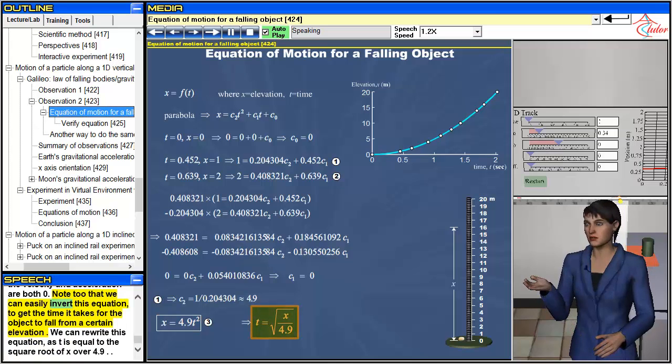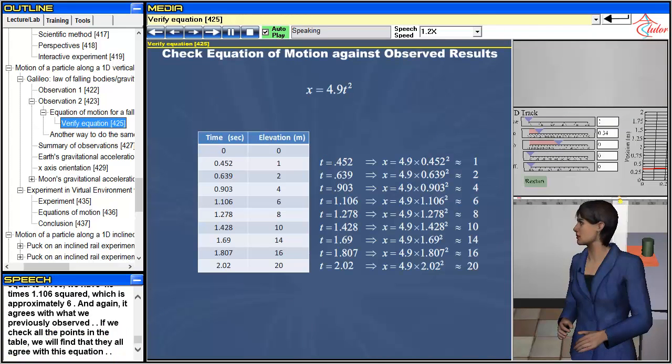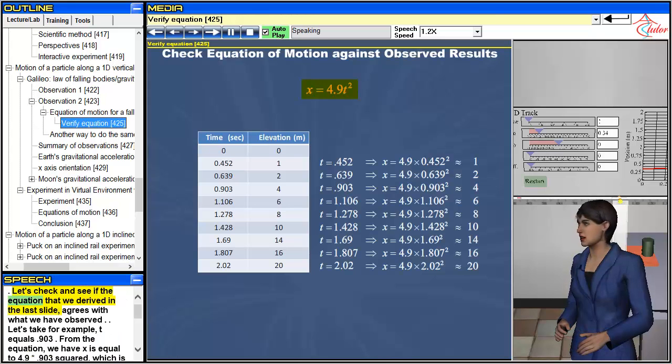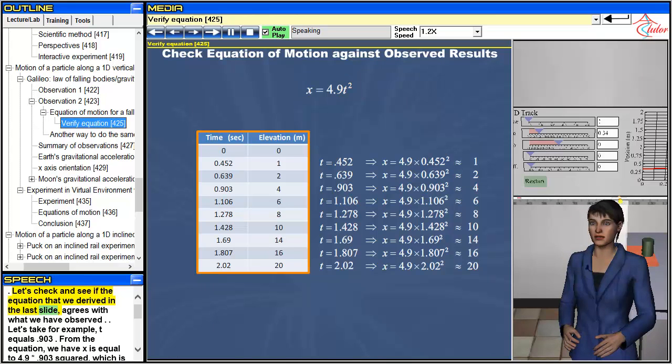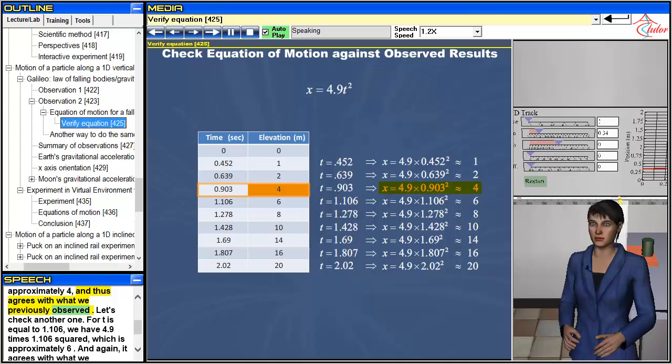Note too that we can easily invert this equation, to get the time it takes for the object to fall from a certain elevation. We can rewrite this equation as t is equal to the square root of x over 4.9. Let's check and see if the equation that we derived in the last slide agrees with what we have observed. Let's take for example t equals 0.903. From the equation, we have x is equal to 4.9 times 0.903 squared, which is approximately 4. And thus agrees with what we previously observed.